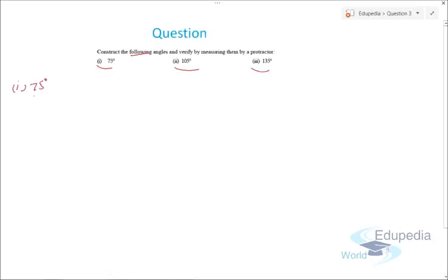Now, this is not a standard angle, so we need to times it by 2. Let's say it comes out to be 150, right? Again, this is not a standard angle. Now if we times it by 2, it will come out to be 300, which is out of 180, so which is not possible, right?